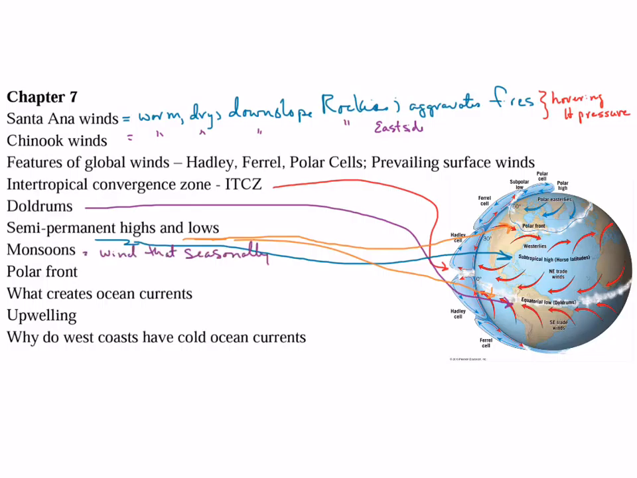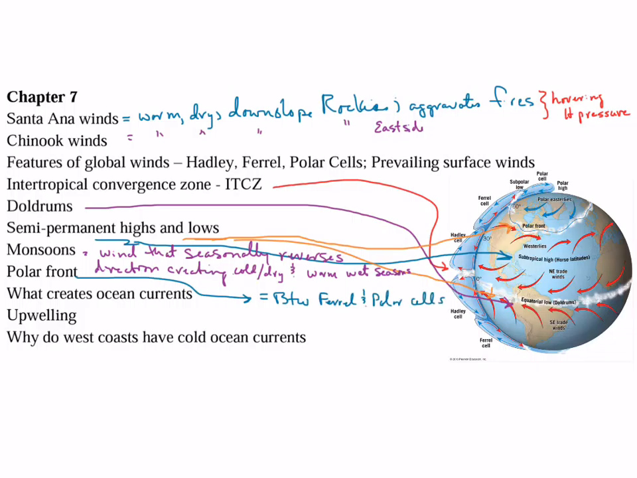A monsoon is a location that seasonally varies by getting a lot of rain in the warm season and not getting much rain in the cold season. Indonesia has one. So winds that seasonally reverse direction, creating cold, dry, and warm, wet seasons. And then the polar front, you already kind of told me where it is: between the Ferrel and the polar cells.